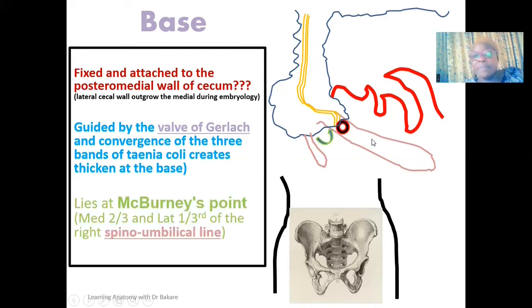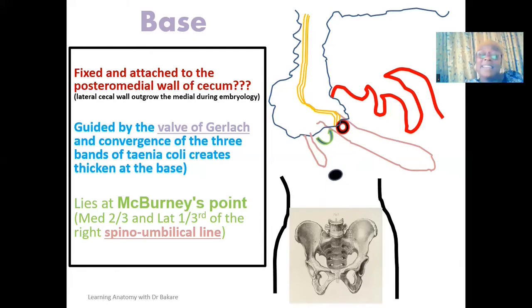Then about the McBurney's point. The McBurney's point can be used to establish the surface marking of the base of the appendix, and this is good for clinical practitioners. So let's use this image down here to explain the McBurney's point. Let's say we have the umbilicus. This is the umbilicus at the central part of the abdomen.